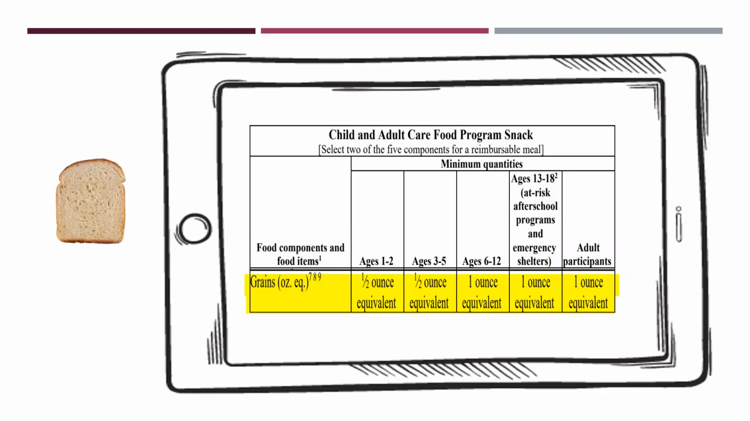The last component that may be offered at snack is grains. You recall from our previous discussion that at least 1 serving per day across all eating occasions must be whole grain rich. Minimum serving sizes for grains is 1/2 ounce equivalent for ages 1 through 5, 1 ounce equivalent ages 6 through 18, and 2 ounce equivalent for adult.